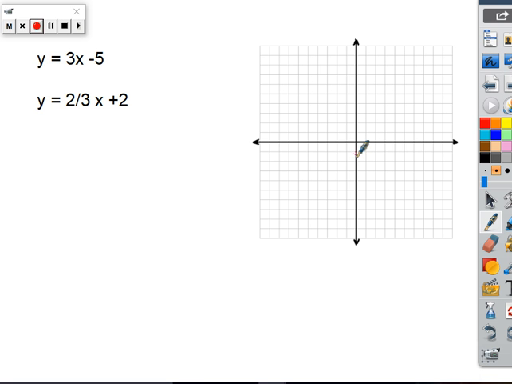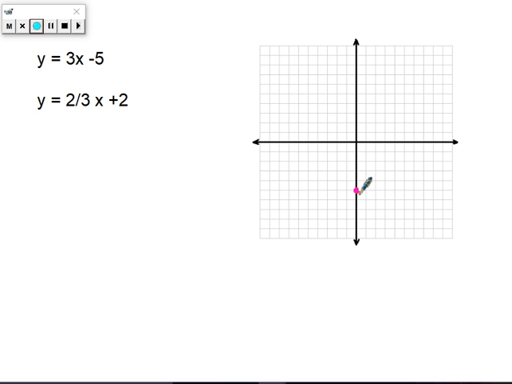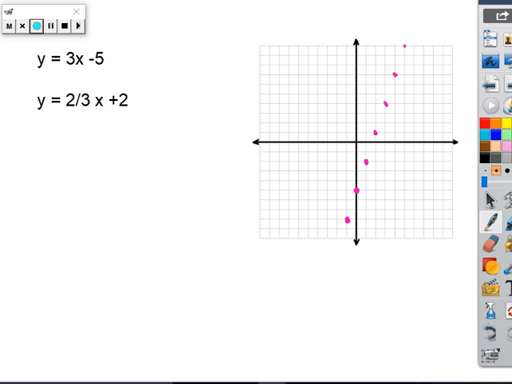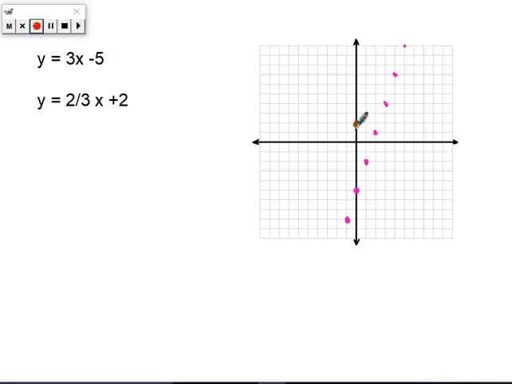Okay, so where do I start on the first one? -5. Okay, so 1, 2, 3, 4, 5. All right, what's the slope? 3. So up 3 over 1. Now, how do I graph the second one? Start at 2, and the slope is 2 over 3. So up 2 over 3. So 1, 2, 1, 2, 3. Okay, now I'm graphing the entire equation, but really when you find the point of intersection, you're done.